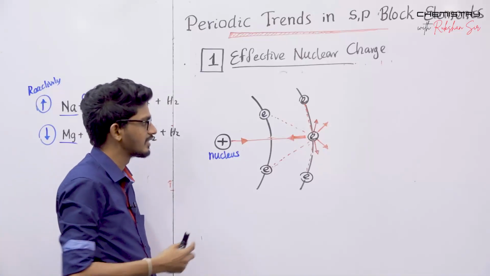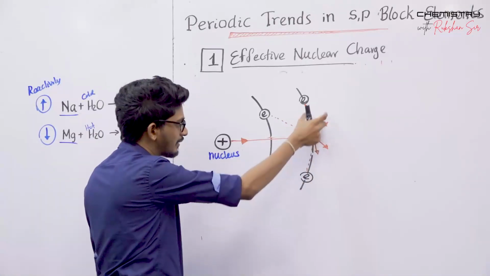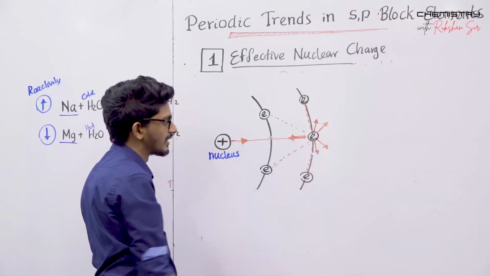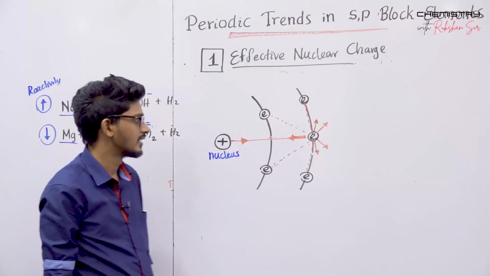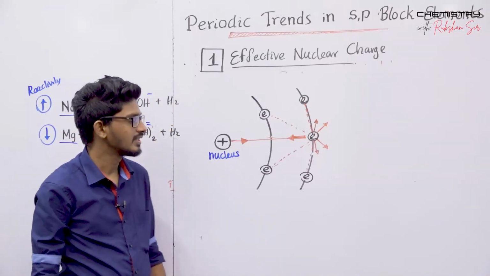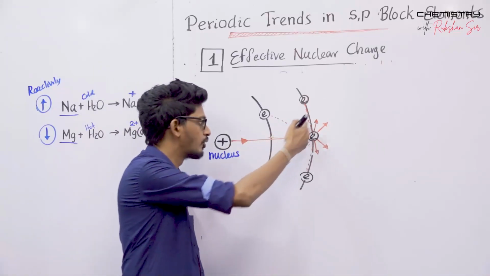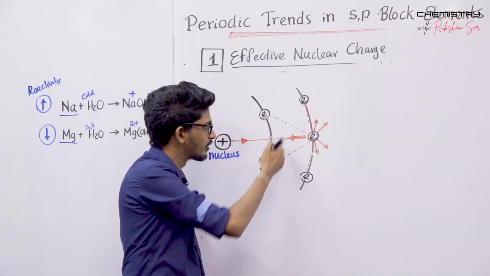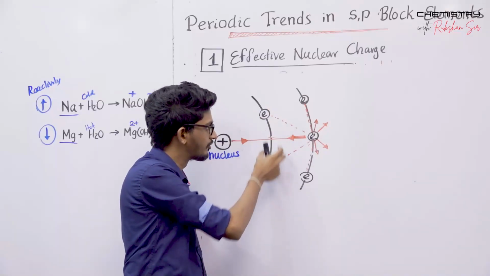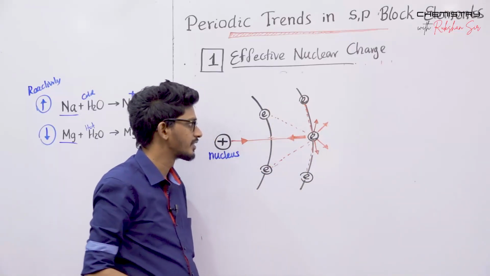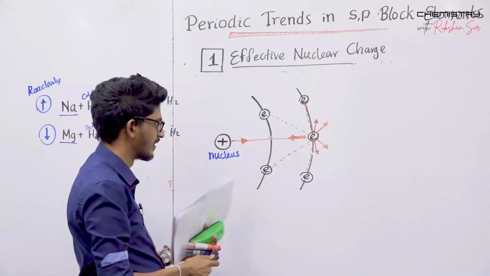This repulsion, the repulsion strength, that action is referred to as the shielding effect. These repulsive forces appearing between the electrons, due to the proximity of inner and same shell electrons, are referred to as the shielding effect.